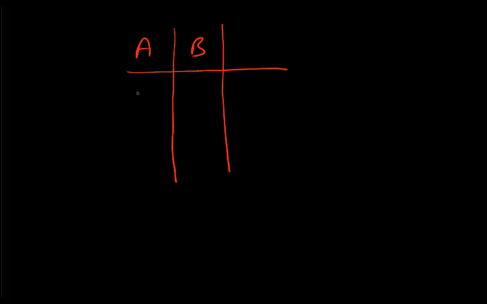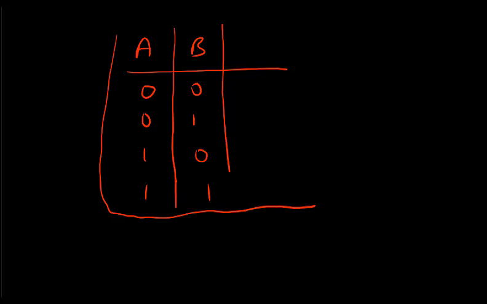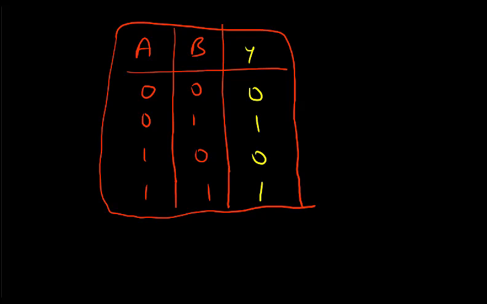Now suppose I am given this particular truth table with A, B as the two inputs. So I have 4 combinations: 0 0, 0 1, 1 0, 1 1. This is a truth table, and I want this output, I am just drawing. Y is, suppose, 0 1 0 1. I want to design a circuit for this truth table. Now how I got this truth table, this is just an example.